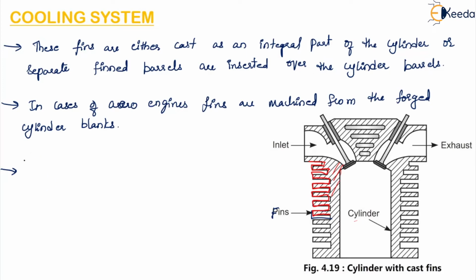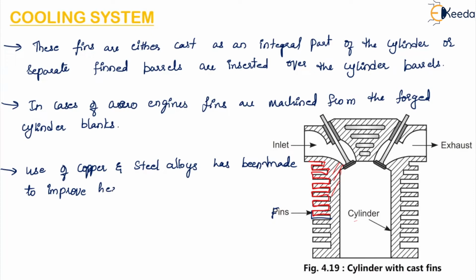thermal conductivity. Copper and steel alloys are being used for making the finned barrels because they have better thermal conductivity and they can dissipate the heat, so the heat transfer will be improved. So use of copper and steel alloys has been made to improve heat transfer because of their better thermal conductivity.